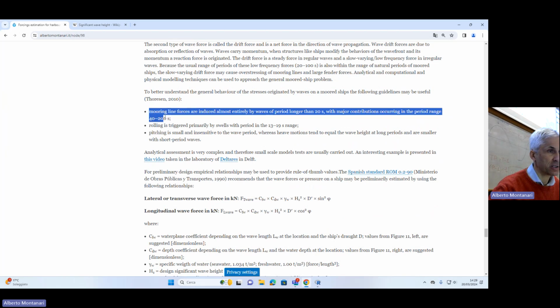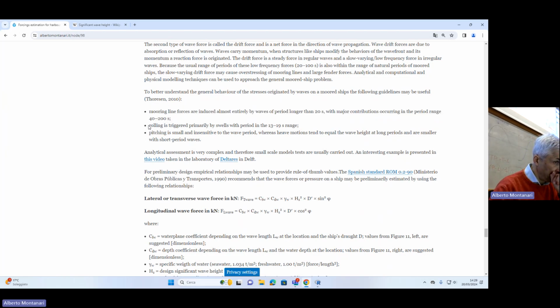Mooring line forces are almost entirely induced by waves of period longer than 20 seconds, with major contributions occurring in the period range 40 to 100 seconds. So up to 3 minutes of period. 3 minutes is quite a long period, okay?